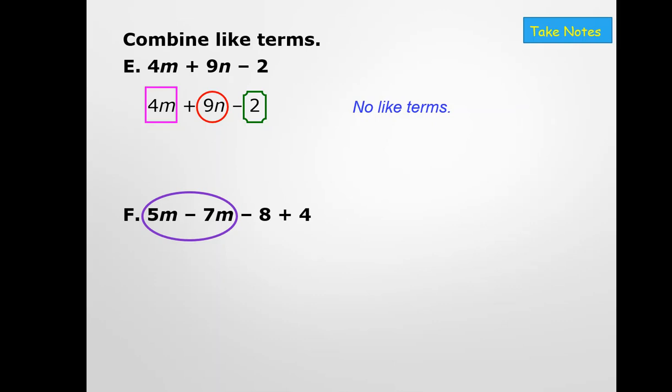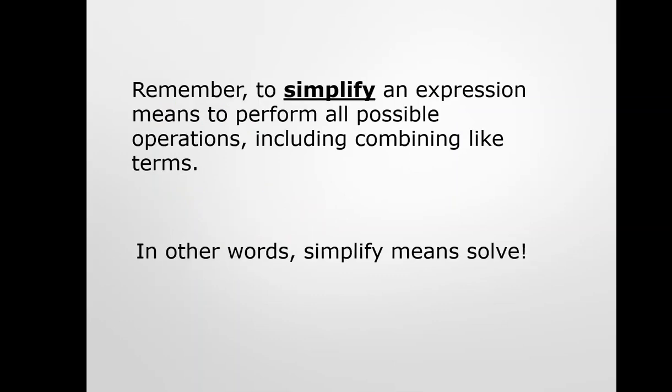On this one here, 5m minus 7m. Pause for a moment. Ask yourself, how are you going to combine that? Take a look at those coefficients. This is 5 minus 7. How would you combine that? Yeah, keep, change. You keep 5, you change the subtraction to addition, and the 7 becomes a negative 7. So 5 plus negative 7 is negative 2. And negative 8 plus 4 is, of course, negative 4. Right there, just like that.